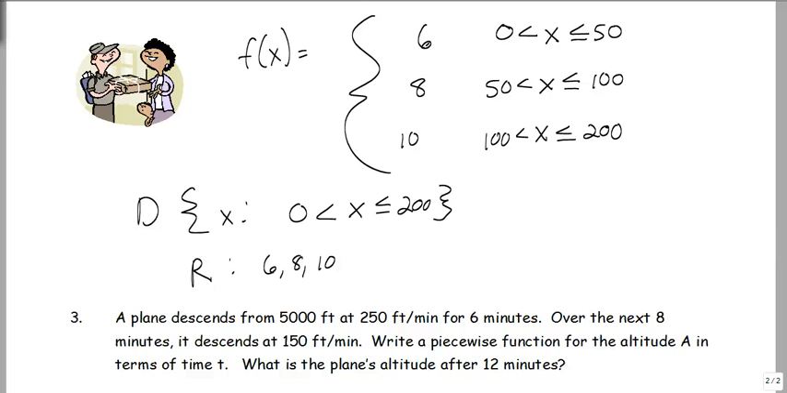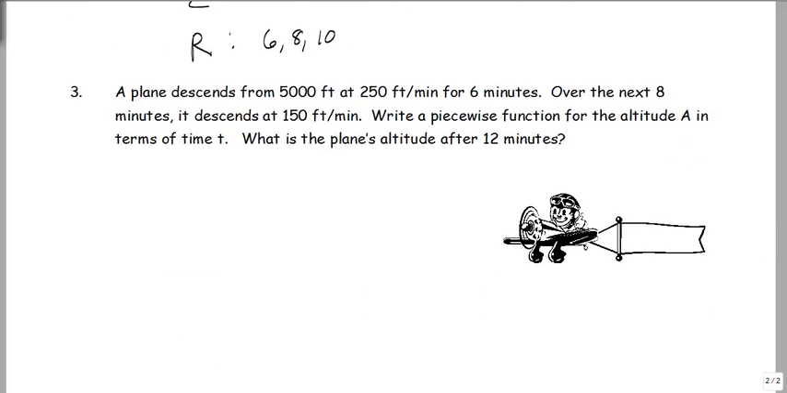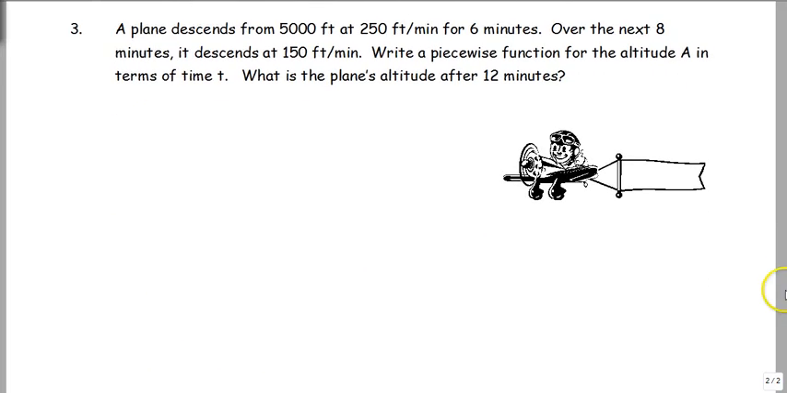So let's do the last one then. A plane descends from 5,000 feet at 250 feet per minute for 6 minutes. All right. So let's start at 0 for this plane. I'm going to just write my piecewise function up here. And the first part is from 0 to 6. I hope you guys see that. The plane is doing something from 0 to 6.